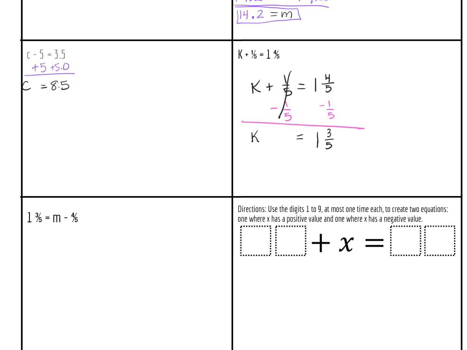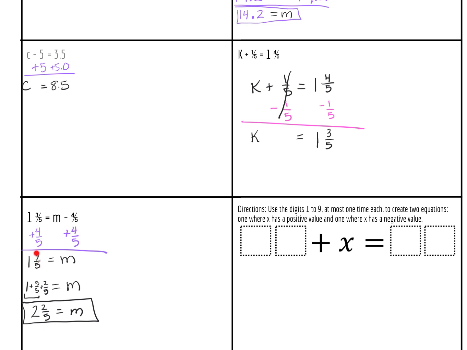All right, so you should have subtracted a fifth on both sides. When you subtract a fifth from 4/5, you get 3/5. So you should have gotten 1 3/5. All right, so this one, since there was subtracting 4/5, you should have added 4/5 to both sides. You should have gotten 1 7/5, which is okay.